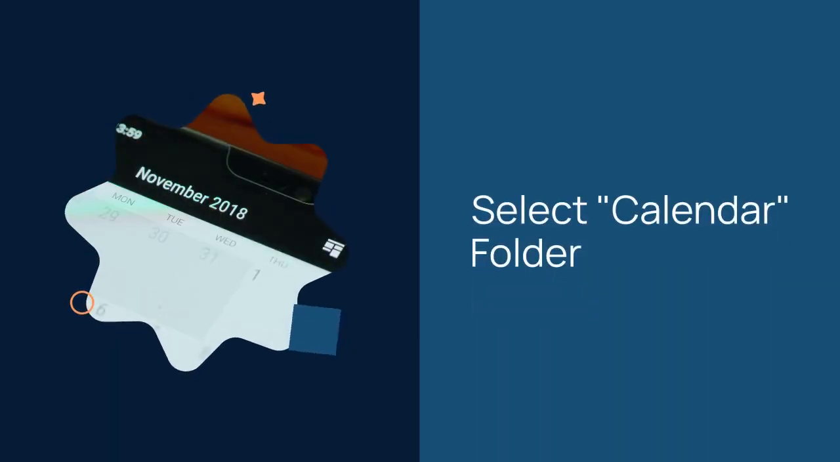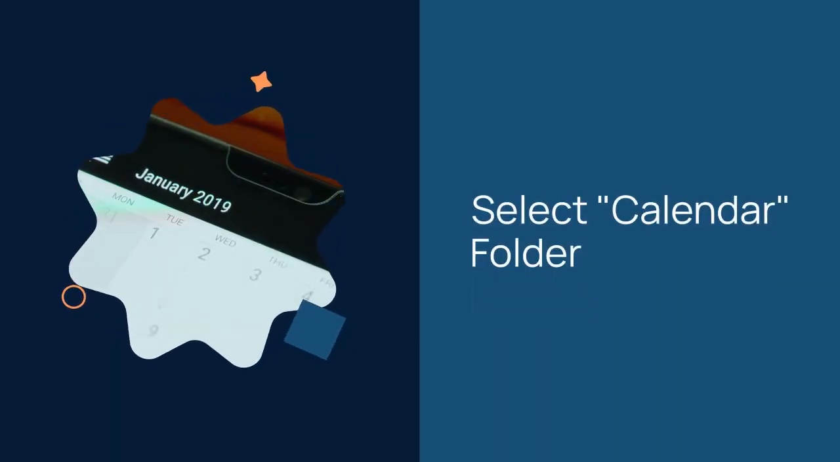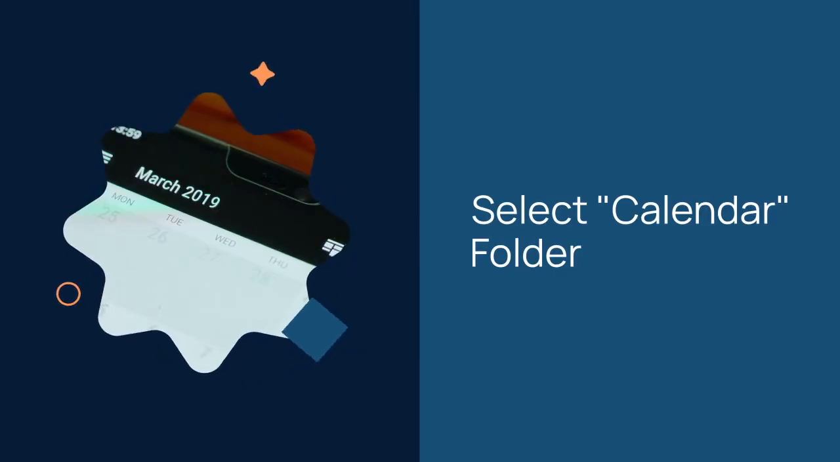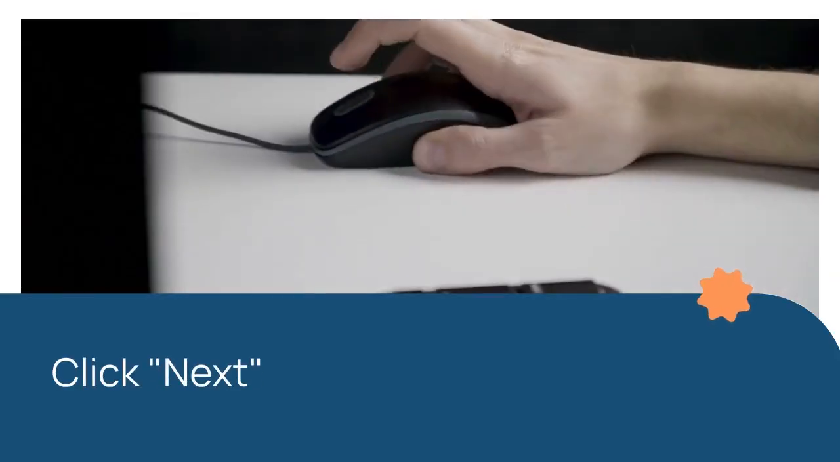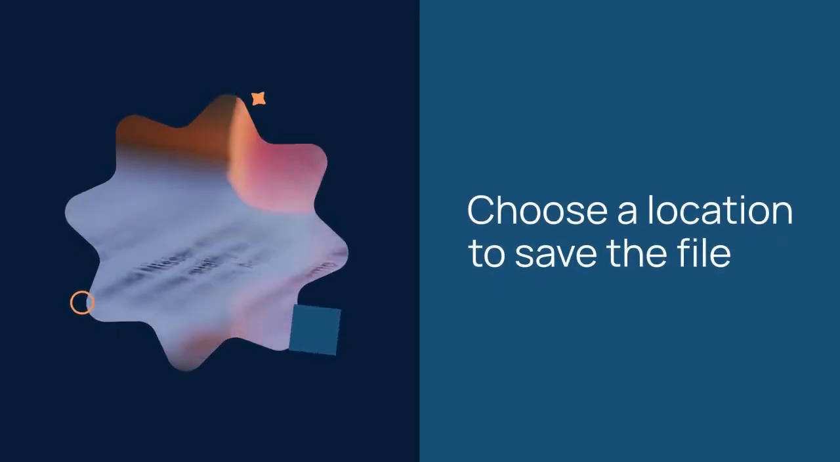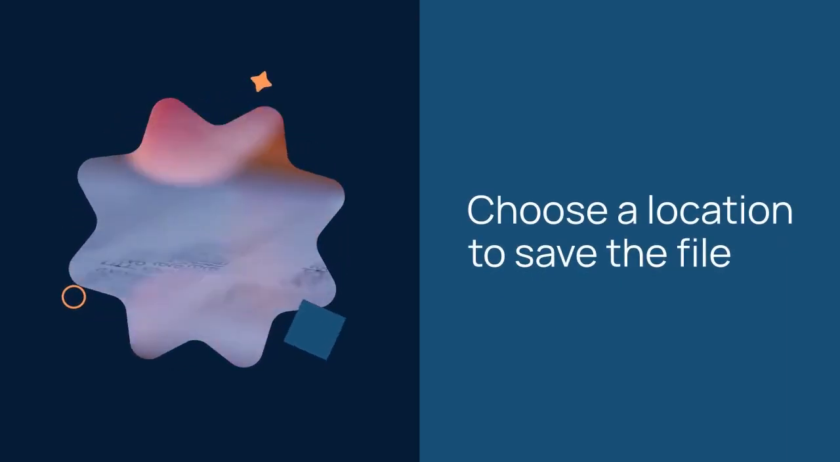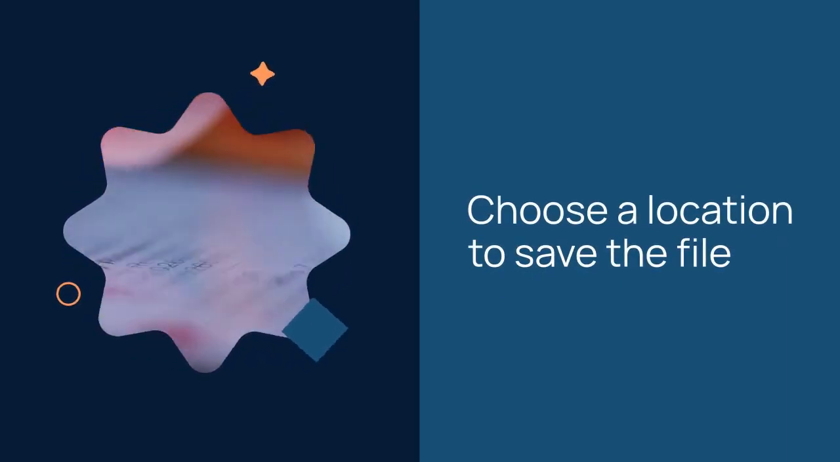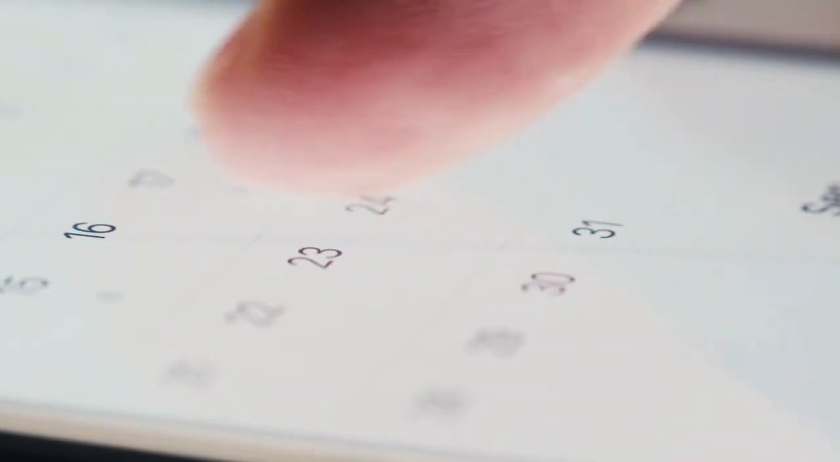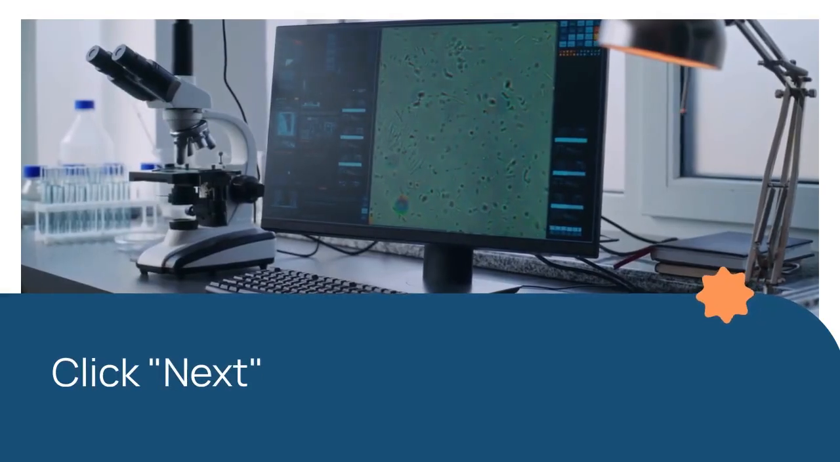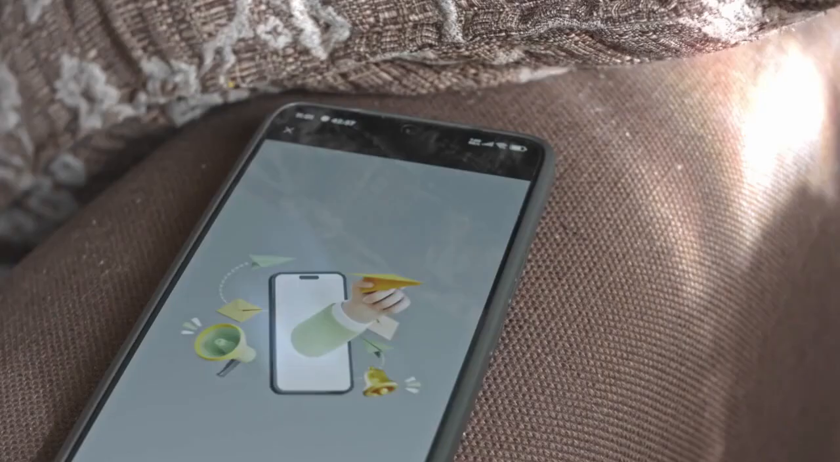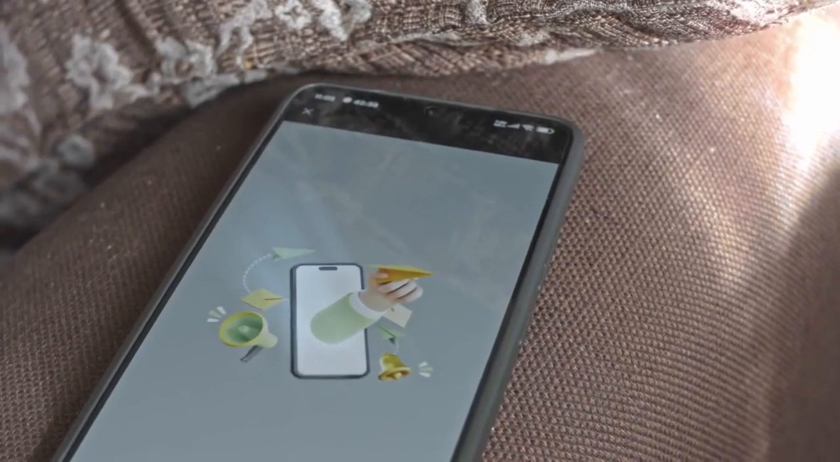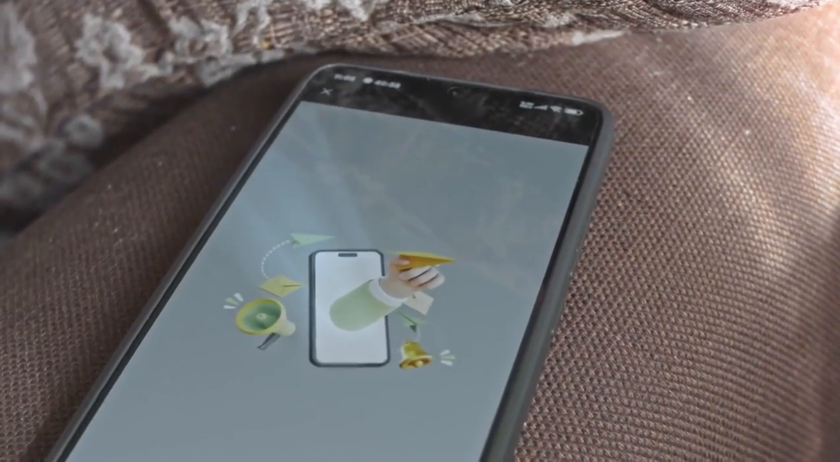Now, you need to select the specific calendar you wish to export. Scroll down and choose the calendar folder, making sure it's the correct one if you have multiple calendars. Click Next. You'll then be asked to choose a location on your computer to save the new CSV file. Pick a folder that's easy to find and give the file a clear, descriptive name. Click Next, and finally, click Finish. Outlook will then create the CSV file with your calendar data.